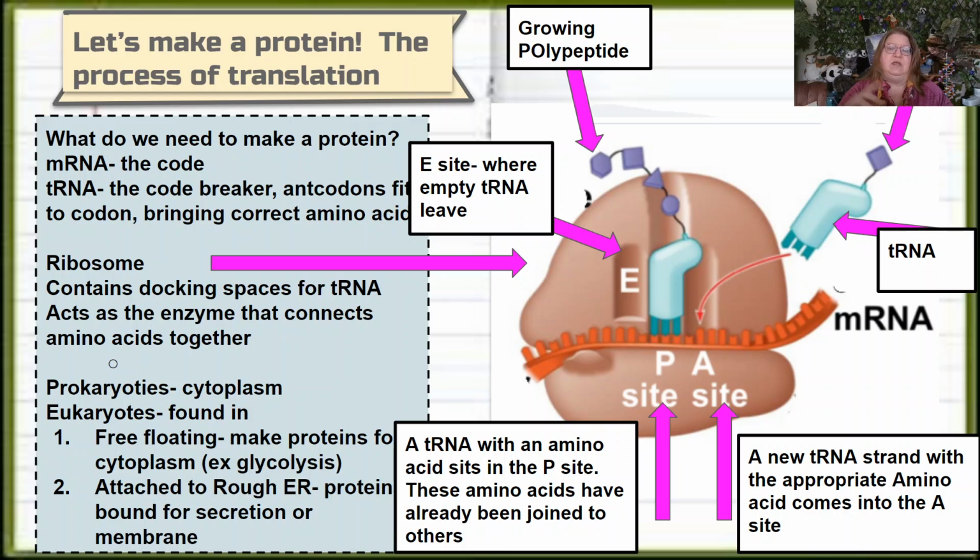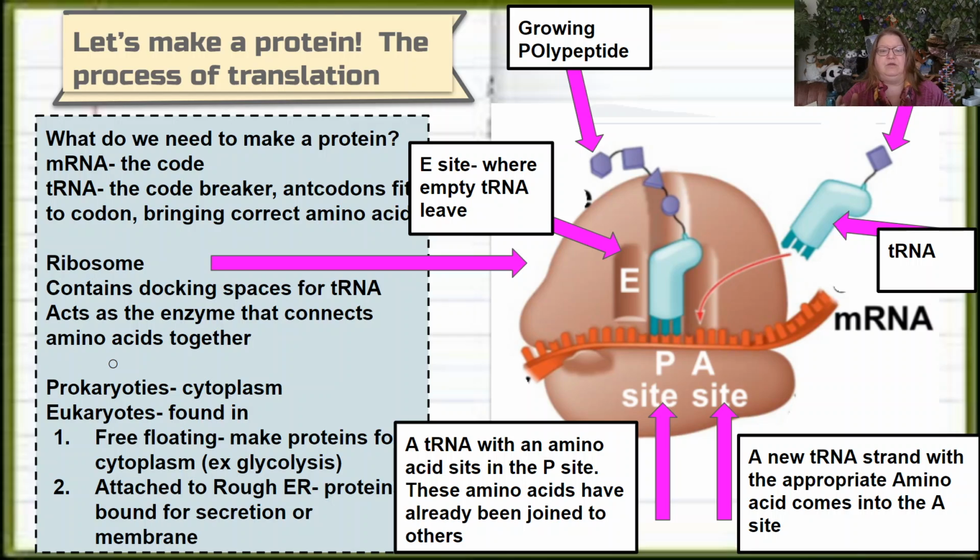So the ribosome, that large brown structure, contains docking spaces for tRNA. And then it's going to act as the enzyme. It's got catalytic function that's going to connect those amino acids together. Now, let's real briefly remember where all of this is happening.